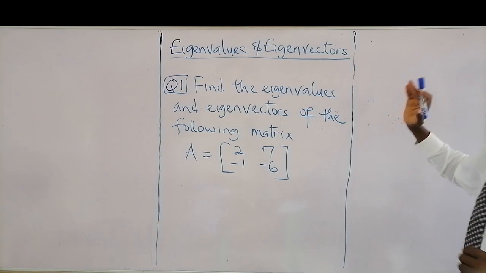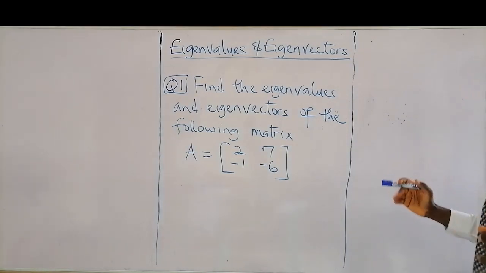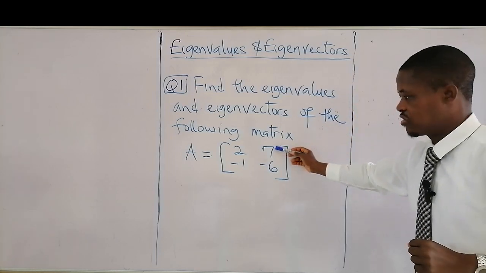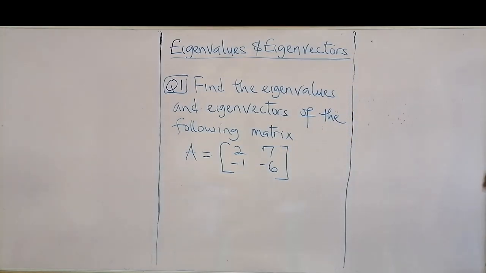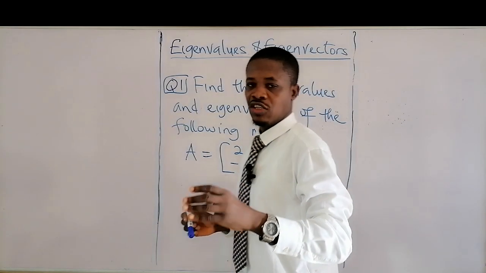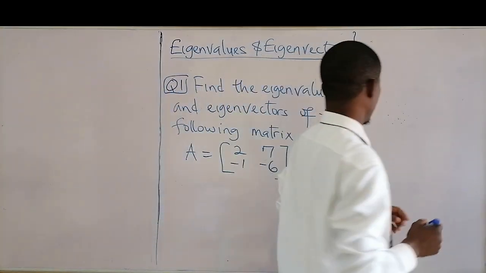Welcome. So we're looking at this new topic, and that's eigenvalues and eigenvectors. And we have this question for a 2 by 2 matrix. So let's go to what is an eigenvalue and eigenvector, and how do we solve them?